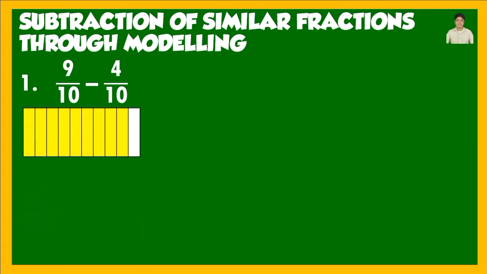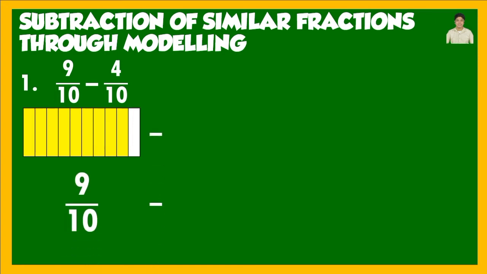Yan. Yung first natin, yung ating minuend. So, yung minuend po natin dyan is 9/10. And then, the one that is being subtracted, yun po yung subtrahend. So, ayan, 9/10, yung first rectangle po natin is divided into 10 equal parts. And then, yung 9 po, yun po yung shaded portion or shaded part.